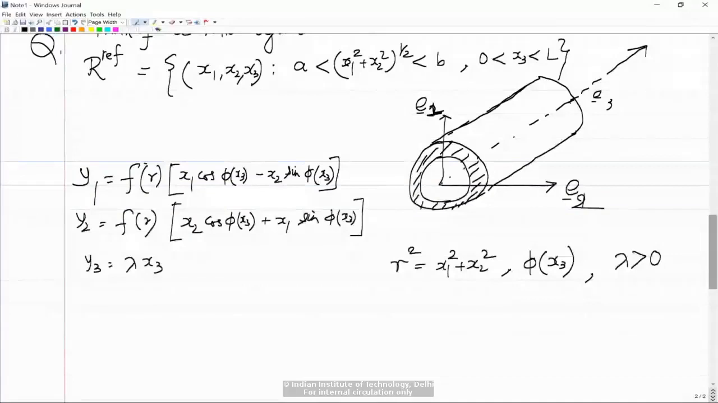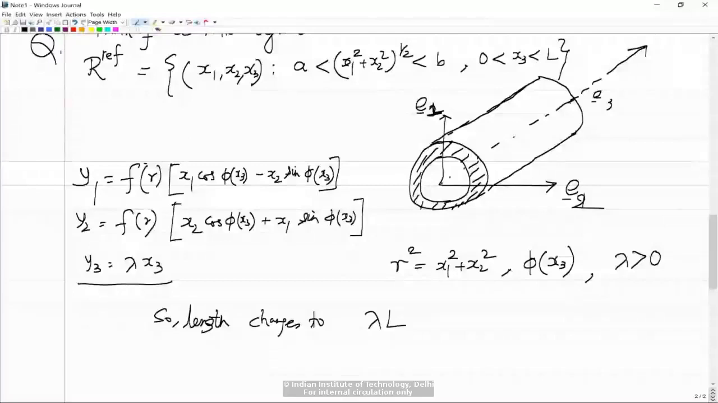And elongation. Very good. That's true. For example, you see the length of the cylinder. What happens to the length of the cylinder? You see that y3 is lambda times x3. So the length changes to lambda L. Originally it was L, then it is changing to lambda L. So if lambda is greater than 1, then it is elongation. And if lambda is less than 1, then it is compression. So the length is also changing.